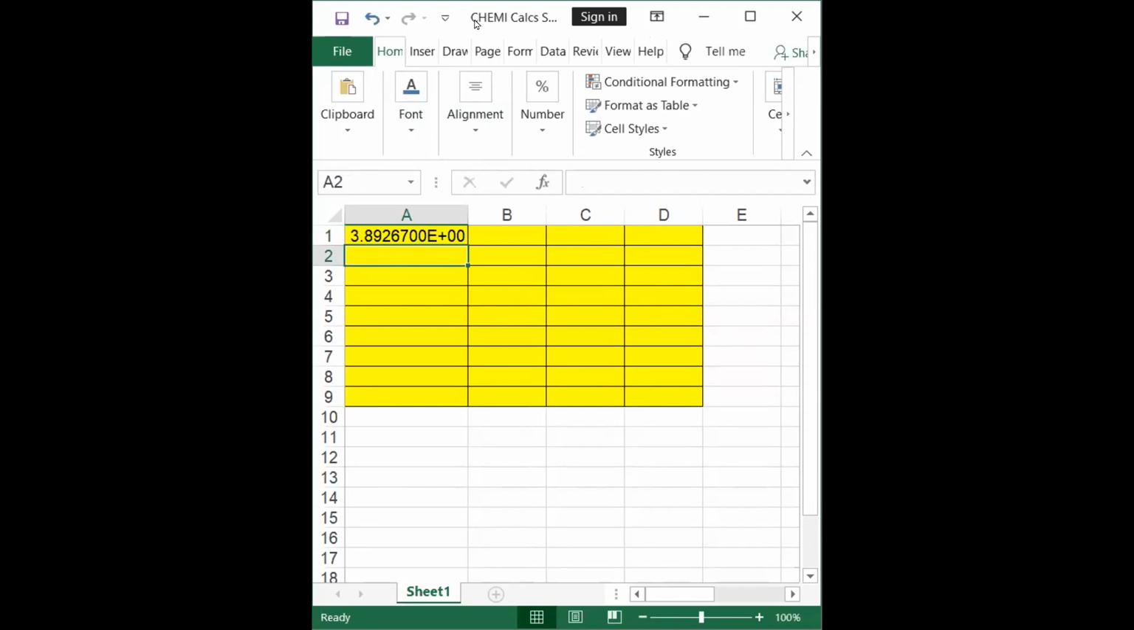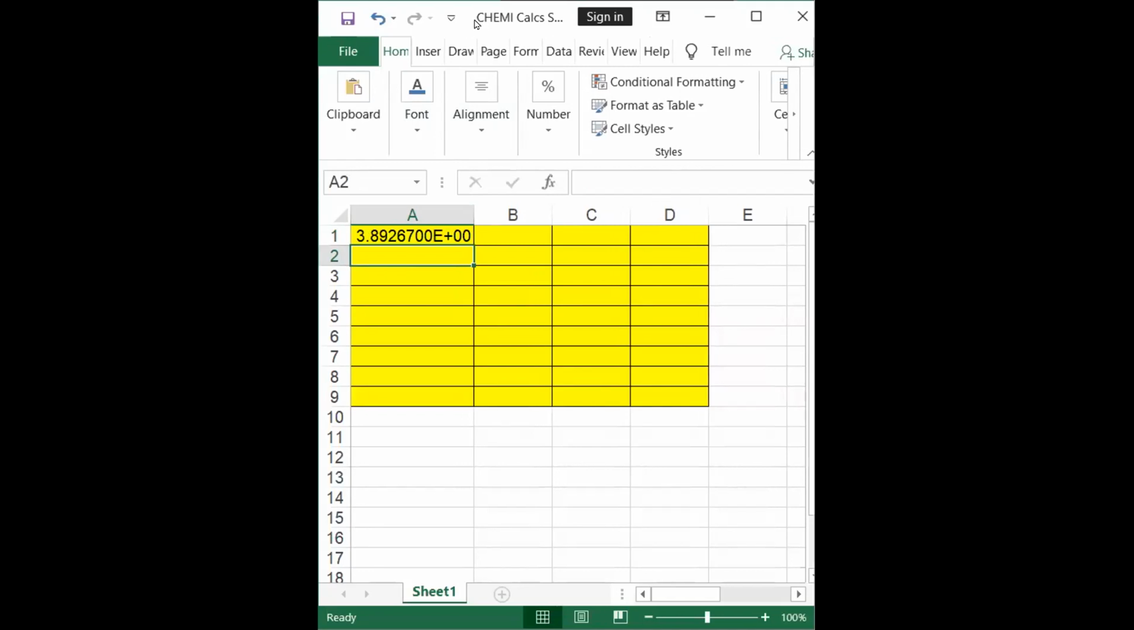And when I do the math, my calculator gives me a number, 3.8926700 times 10 to the 0 power. I'm going to round it off. Remember, this is 3 significant figures, and the 1,000 is an exact number. There should be 3 significant figures. Let me look at my spreadsheet again. And that would be 3.89.